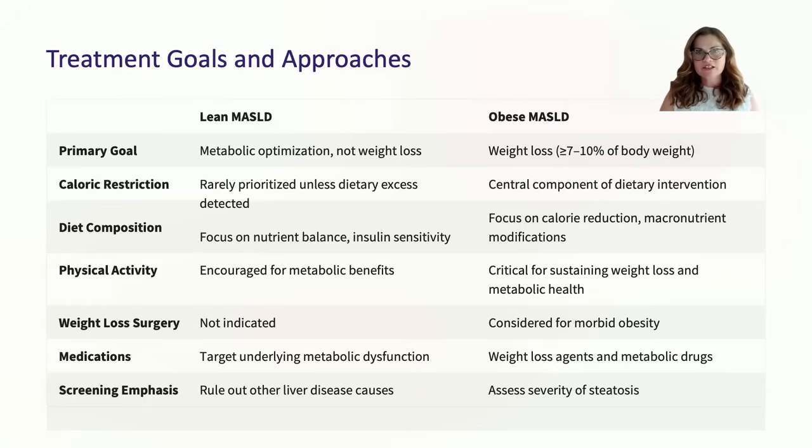As for medications, both groups may benefit from drugs that target metabolic dysfunction. Finally, screening for lean patients, it's important to rule out other causes of liver disease like alcohol, medications, or infections. For obese patients, screening focuses on how severe the liver fat inflammation is and what other risks might be present. In summary, both lean and obese MASLD need attention, but the approach is a little different and tailored.